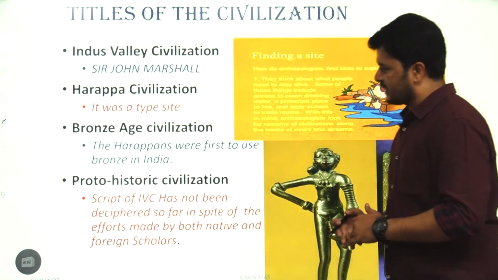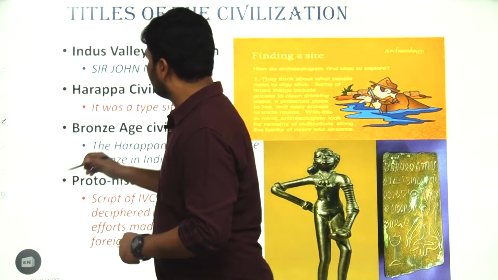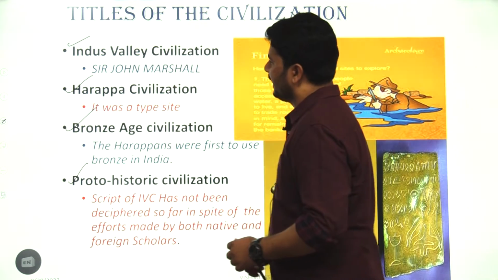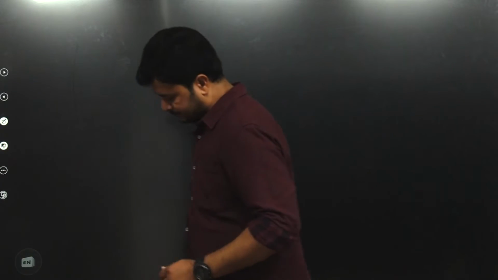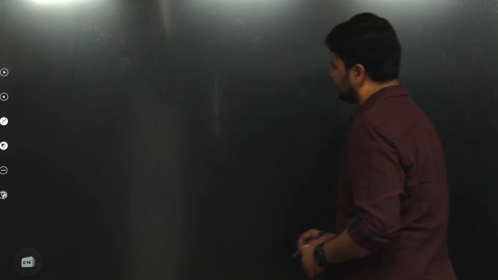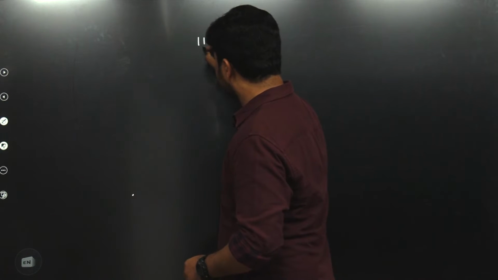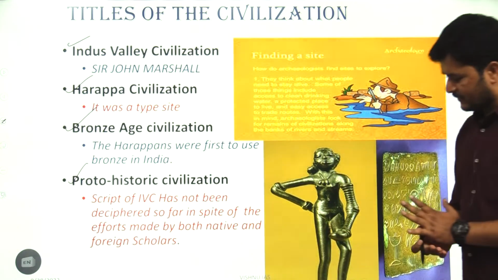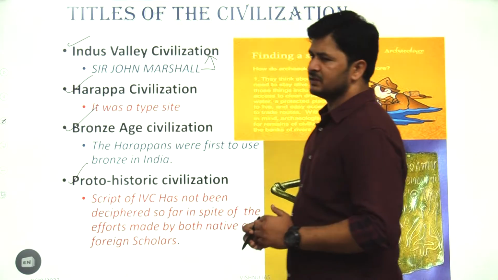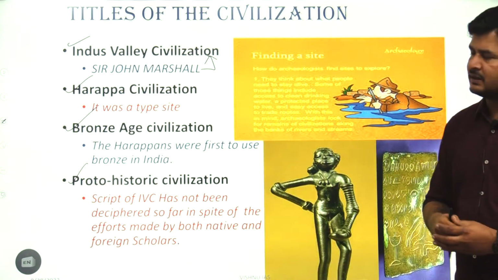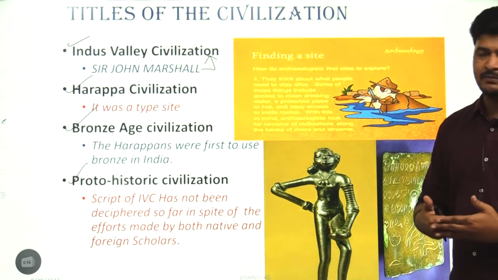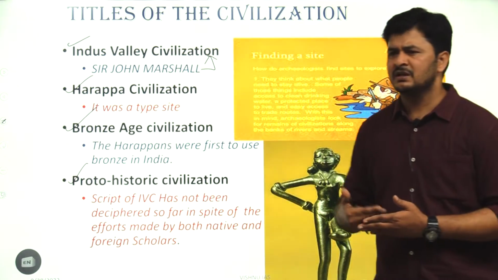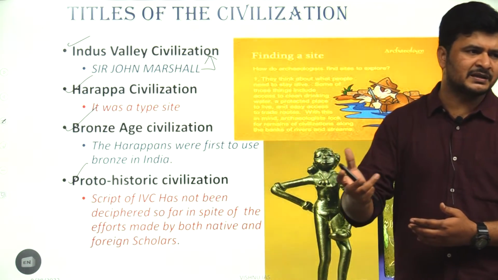Good. So as far as titles of the civilization are concerned, we have four titles: Indus Valley, Harappan civilization, Bronze Age civilization, and Proto-historic age civilization. When I say Indus Valley civilization, it was Sir John Marshall, the head of Archaeological Survey of India, under whose guidance the civilization came into limelight. It was this gentleman who branded this civilization as Indus Valley. The reason is very simple: the civilization flourished on the banks of river Indus and her tributaries.